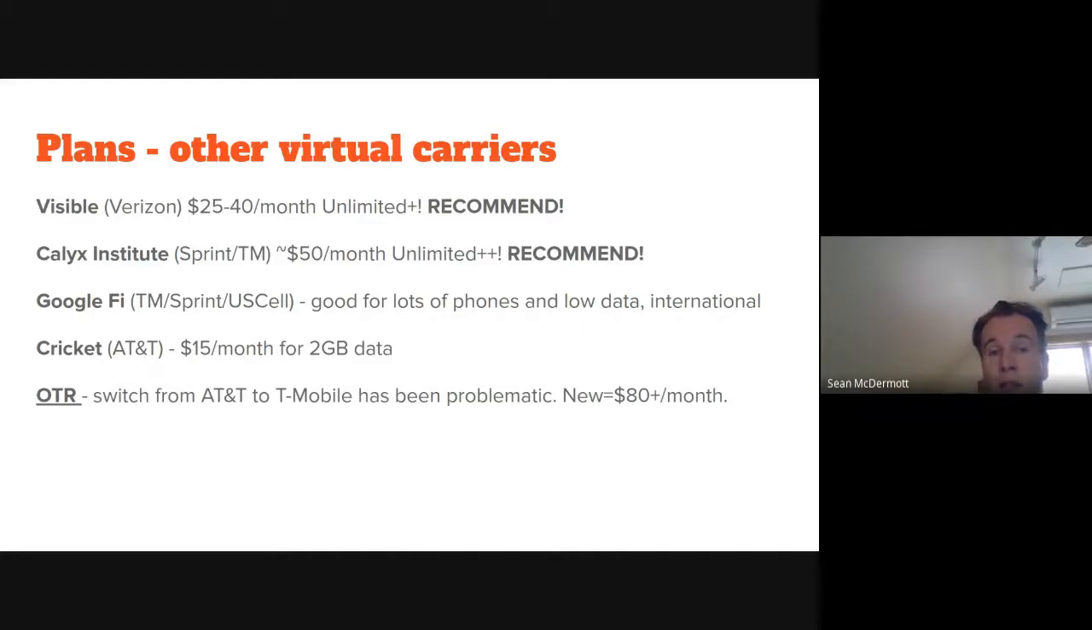I do use Google Fi on a bunch of phones. It's not for everybody, but I travel a lot in country and out of country. It's really useful for that. That's the main reason we got this. But I don't really recommend it for data unless you use very, very little.